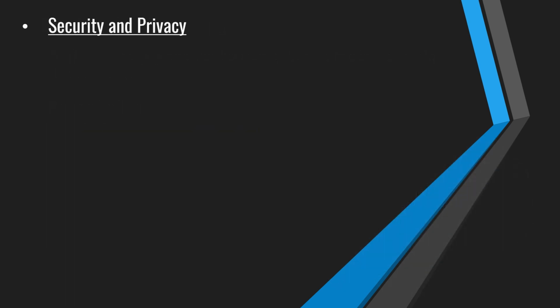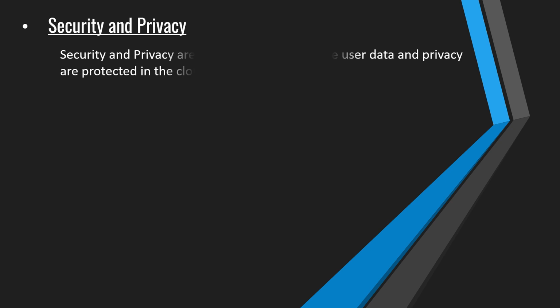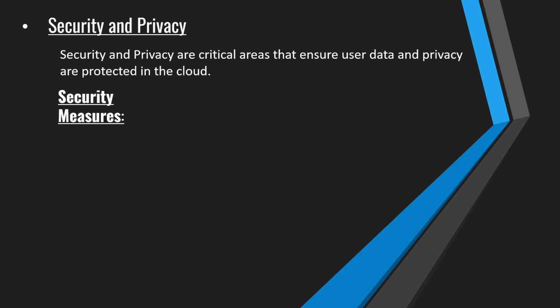Now the next component is security and privacy. It is very important, as it ensures data protection. Security is a top priority in the cloud. Measures like encryption and access control help keep user data safe from unauthorized access, like a secure lock that only the right people can open.